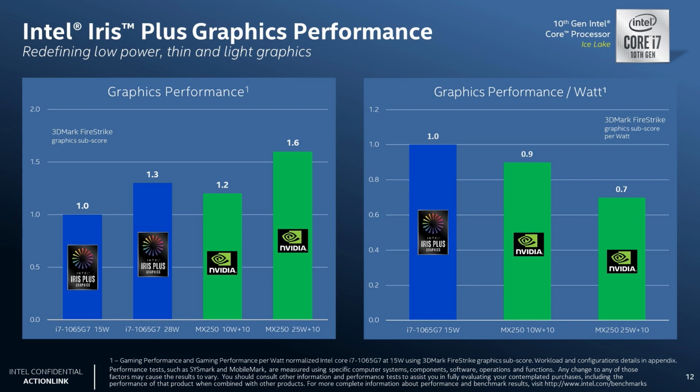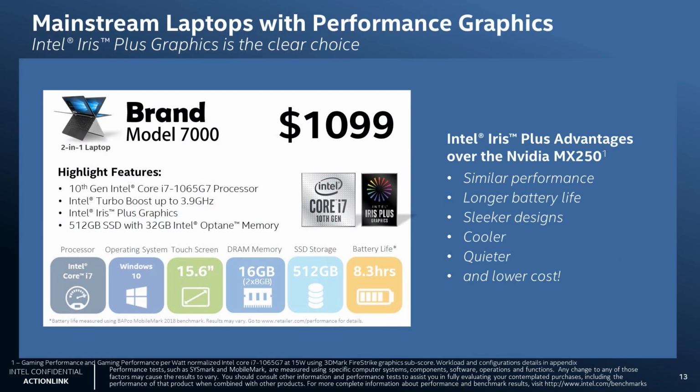And what does that mean? Well, of the mainstream systems that are out there, it's like 5 to 10% of them that have this MX250 or something like that, discrete graphics. If you go down this path with Iris Plus, right, you get very similar performance, longer battery life, right? Sleeker designs, you don't have that extra part generating heat that you have to cool, so it runs cooler, it's quieter, and oh, by the way, it's lower cost, right? Because even if you have an MX250, you still need the processor, right? You're just not using the integrated graphics for those workloads that need it.